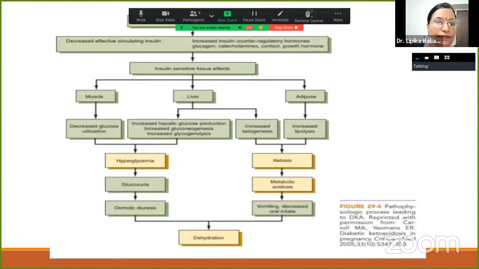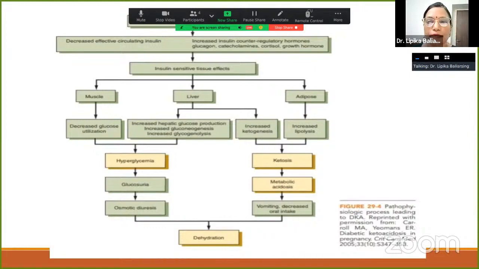There is increased glycogenolysis, and in the muscles, there is decreased glucose utilization. So this hyperglycemic state will give rise to glucosuria, and that will give rise to osmotic diuresis, and then that gives rise to dehydration. That is one limb of the pathophysiology.